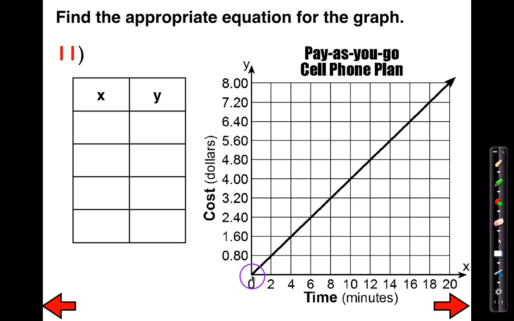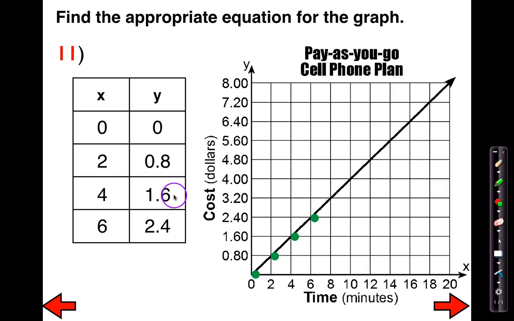So here, let's collect some data points, some coordinate pairs. I'm going to recognize it goes through the origin, so 0, 0 is first. Then I see that it goes to 2, 8 tenths, or in this case, 80 cents. The next one would be 4, $1.60, which I'm just going to put as 1 and 6 tenths. Then I have 6, $2.40, which I'm just going to write as 2 and 4 tenths.